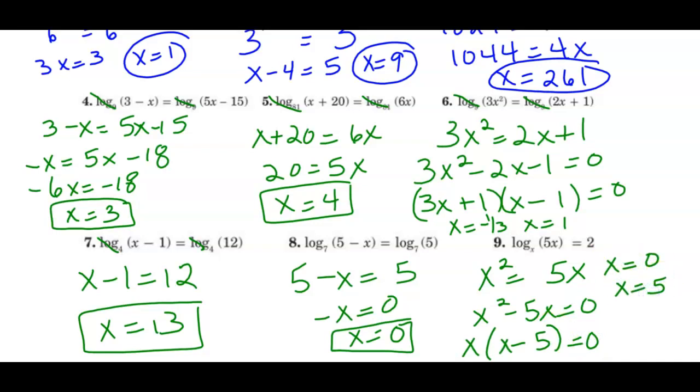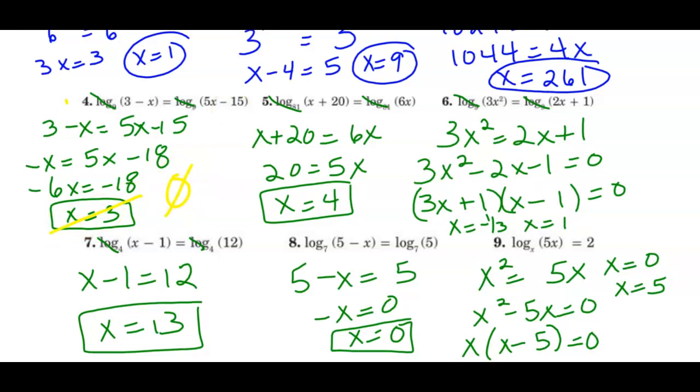Okay, and if you go through and you check your answers, if we go back to number 4, let's go back and check. So if you look at number 4, we get x equals 3. 3 minus 3 is 0. So that's not going to work because you can't take the log of 0. And then 5 times 3 is 15, minus 15 is 0. So since that doesn't work, this is a no solution.